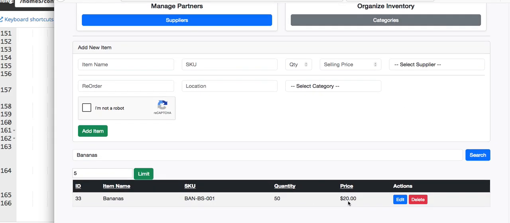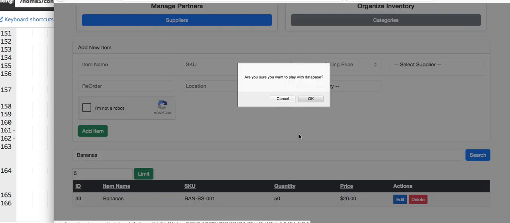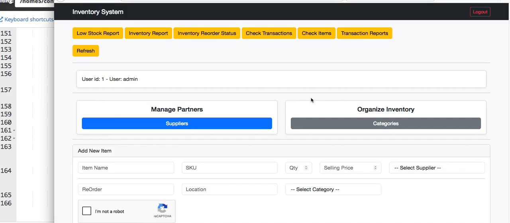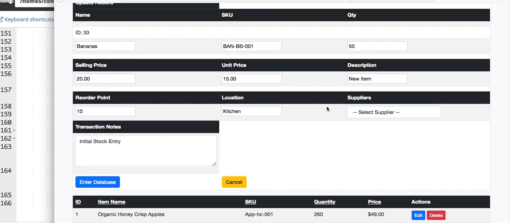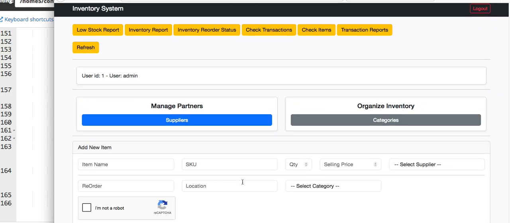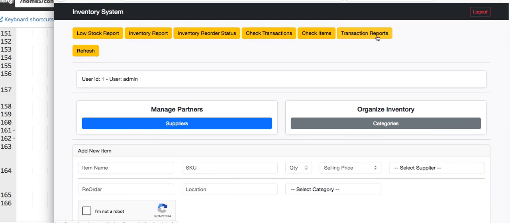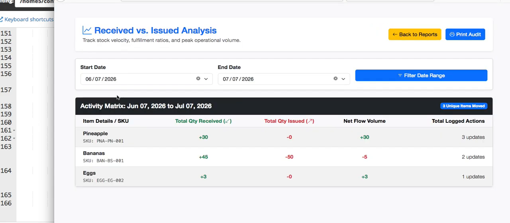You've got the price at 20. We'll go here, and then they can go ahead and change this to whatever the selling price is. And of course, you enter the database, and that's about it. I'm not going to change anything because. So basically, that's what that is. You know what I mean?